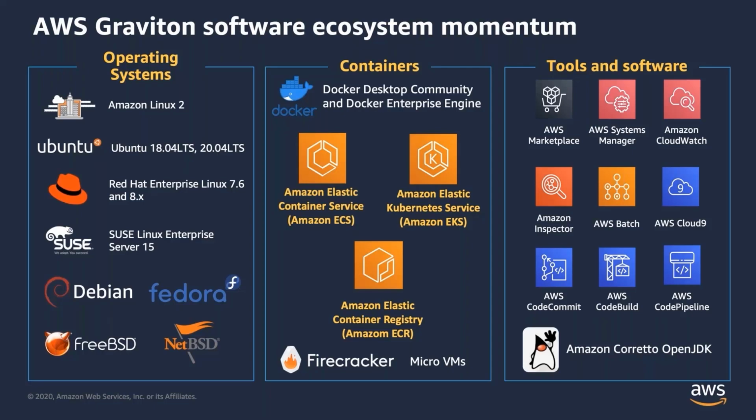If we look at the tools and the software, most of our tools are available, such as AWS Systems Manager or AWS Batch, which support those Graviton2 based instances. And I would highlight Amazon Corretto, our supported version of OpenJDK, is available for our Graviton2 based instances.